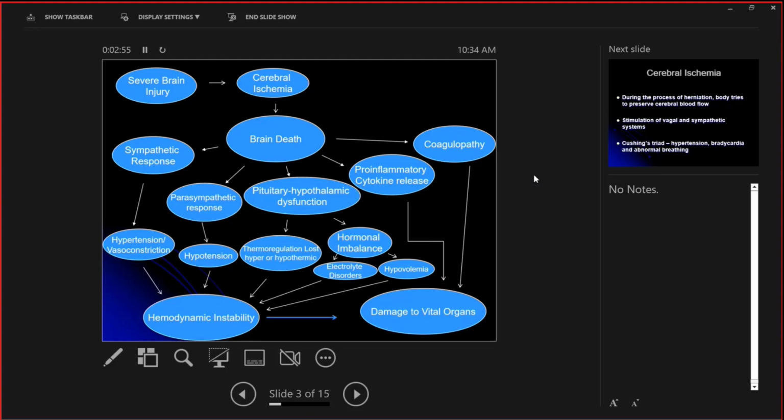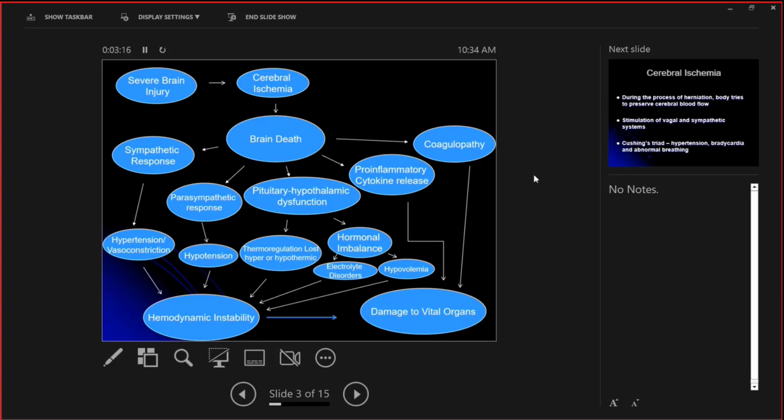The brain death process causes a number of different responses in the body. It causes a sympathetic response. It causes a parasympathetic response. It causes pituitary hypothalamic dysfunction. It causes pro-inflammatory cytokine release, and it causes coagulopathy. And each one of those things then goes on to cause physiologic changes.